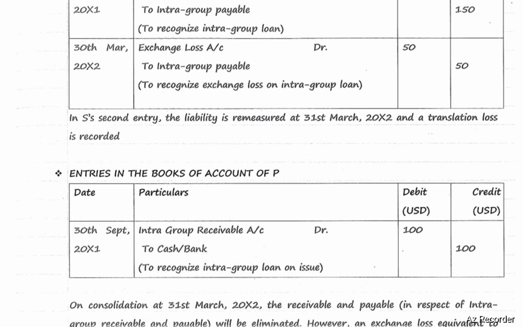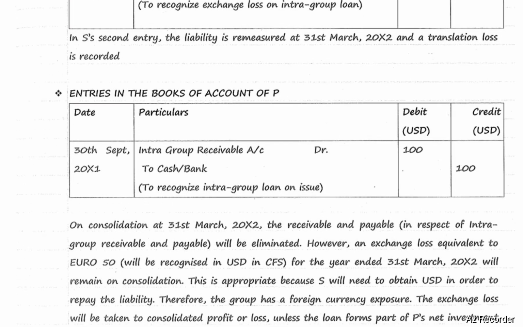The entry will be: exchange loss account debit to intragroup payable account 50, to recognize the exchange loss on the intragroup loan. In S's second entry, the liability is remeasured at 31st March 2022 and the translation loss is recorded. Entries in the books of accounts of P on 30th September 2001 to recognize the intragroup loan on issue: intragroup receivable account debit to cash or bank $100.